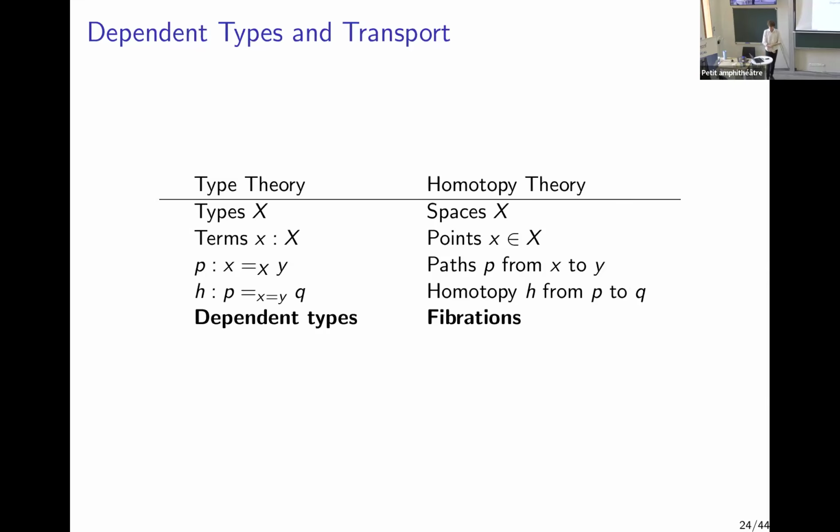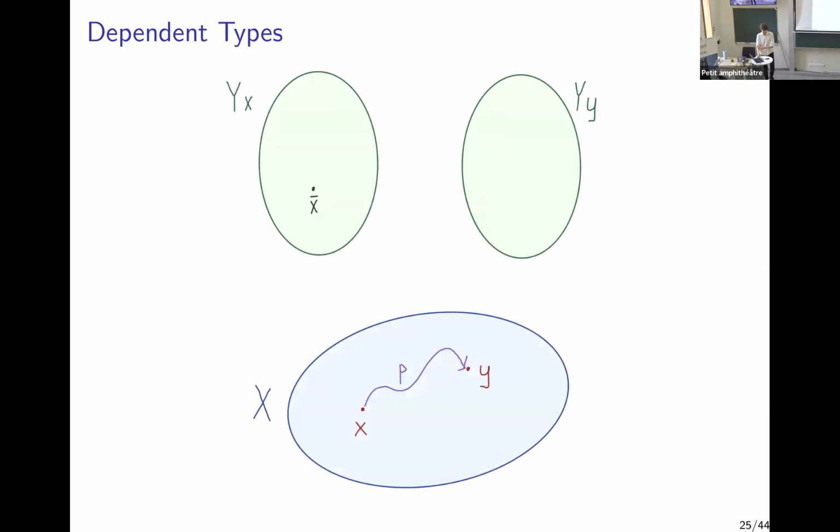Of course, we're doing dependent types here, so I also want to show how we view dependent types in homotopy type theory. For that, we have this drawing. So here we see the X that we know from the previous slides, and here we have some points and some path in it. So how do we view an identity type?